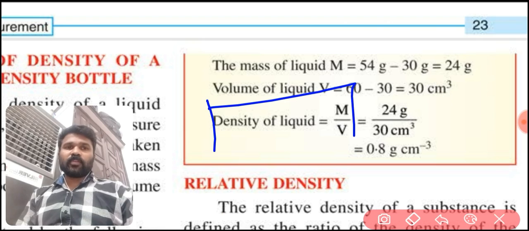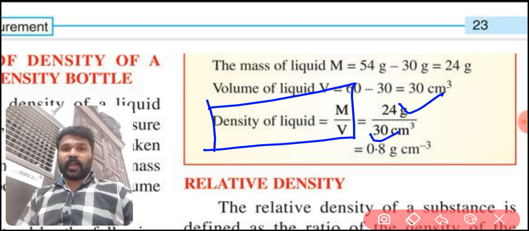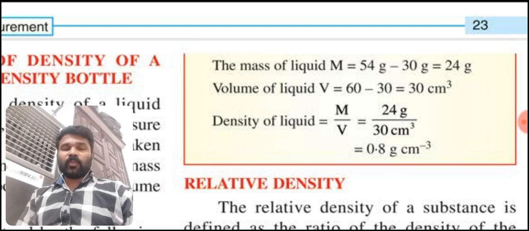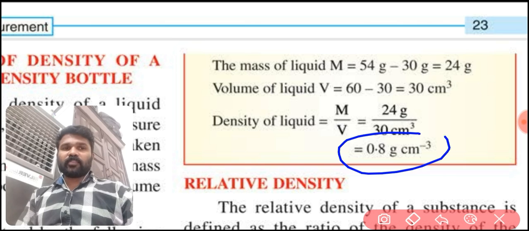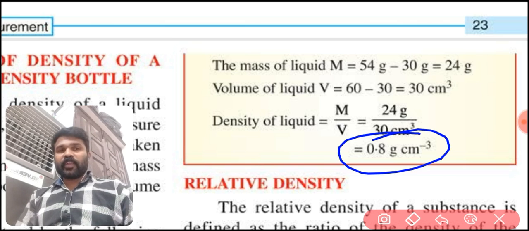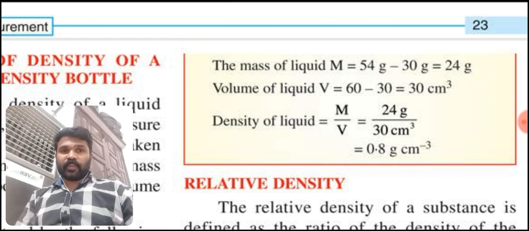Density of liquid is M upon V. 24 upon 30 means 24 gram divided by 30 centimeter cube. Then by doing the calculation, we will get the final answer 0.8 gram per centimeter cube. Okay students, you understood how to find out the density of the given liquid. Okay, go through once again in the activity.